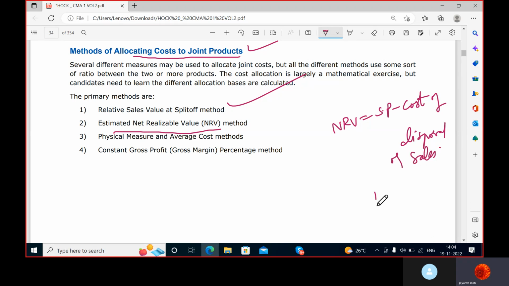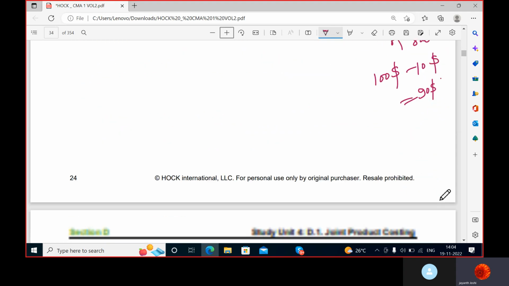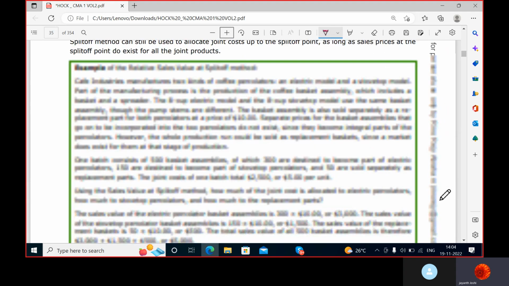That means if you want to sell something for $100 and you are paying $10 for commission and all, then $90 is your NRV. Okay. So we will apportion based upon this NRV. Let us see a question now.